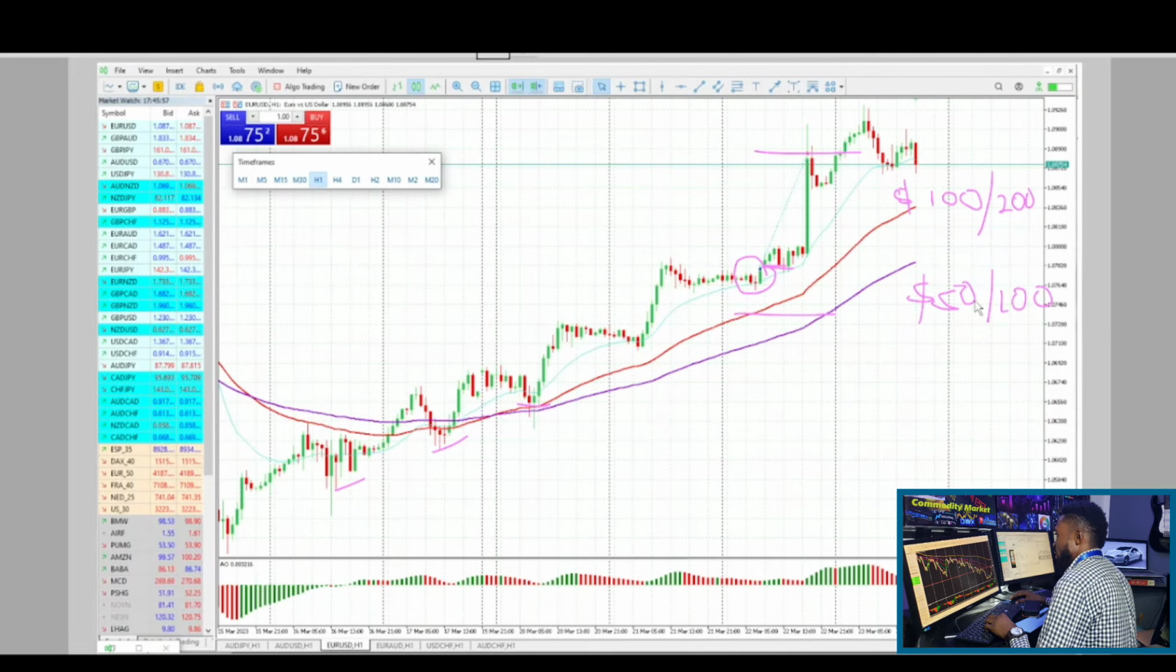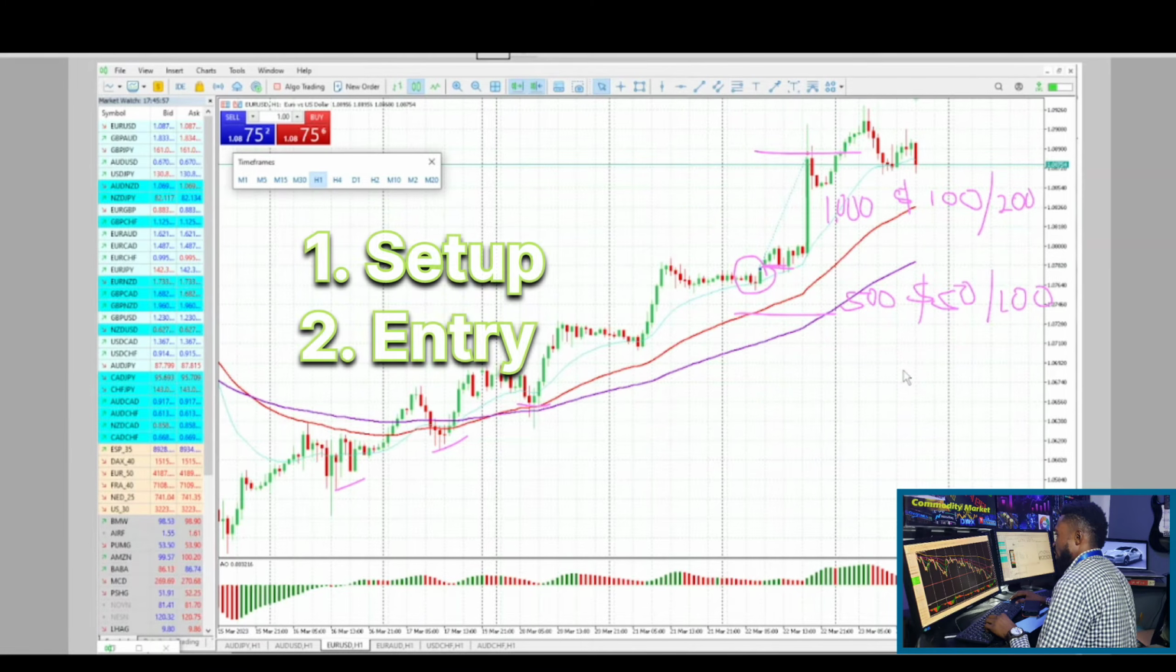If your account is big and you are risking $500, then you are going to make what? $1,000. If you are risking $500, you are going to make $1,000. Always risk 1 to make 2. So first, when you open your chart, you must find what? Setup. Second, you must find an entry.